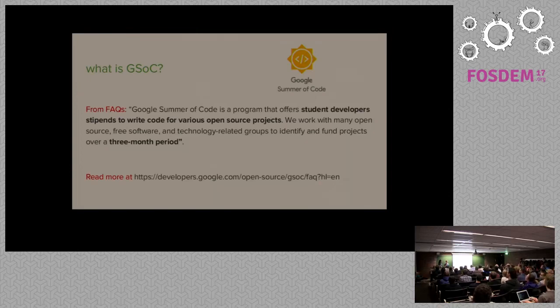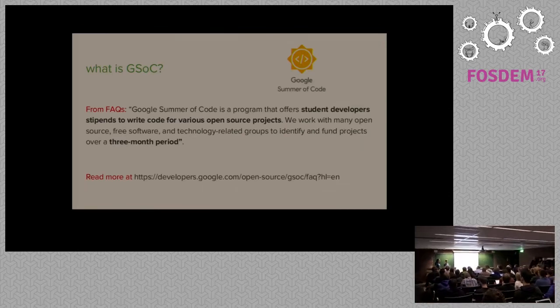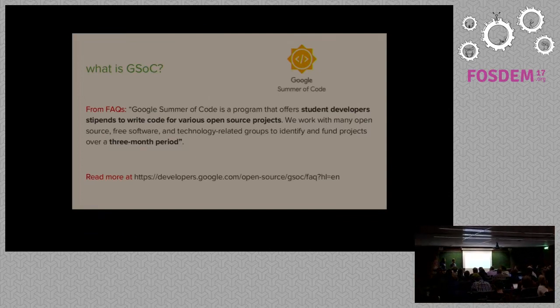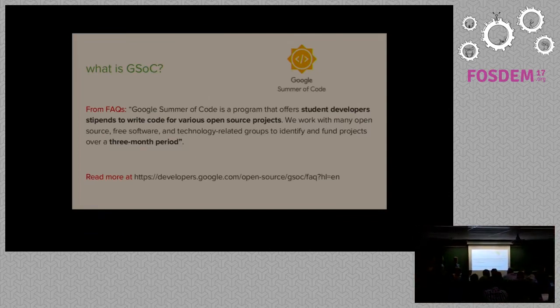So, Google Summer of Code is a program that has been launched by Google 12 years ago now. And it's aimed for student developers of university age to write code during the boreal summer, so the northern hemisphere summer. So during around 3 months, mentored by open source developers. And then, yes, that's it.